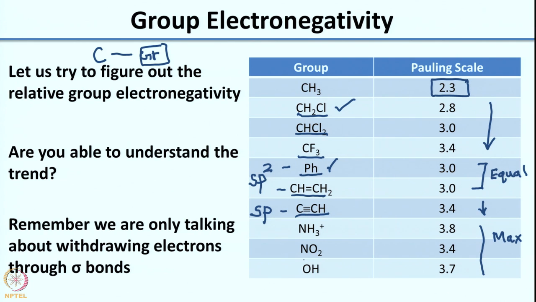Now in all these cases where I have NH3, NO2, OH, a common mistake which students make, and I see this even in my classroom, is that they confuse this with another effect where the lone pairs actually play a role. But in this case, as I told you again, we are only talking about the effect through the sigma bond. So here we only look at the electronegativity difference. Nitrogen and oxygen are more electronegative than carbon, which is why they have a greater value of electronegativity of 3.8 and 3.4. Of course, in this case the value is very high because you are talking about a charged species.